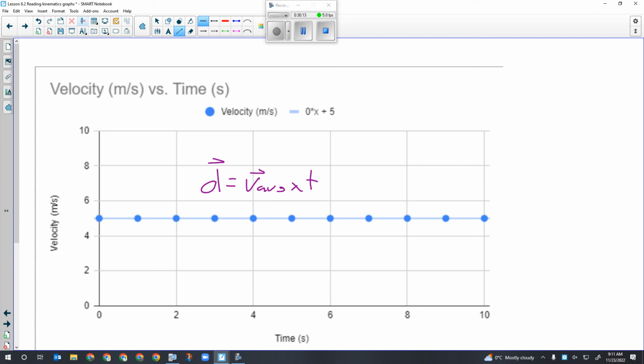Average velocity times time. What's the average velocity? 5. What's the time? 10. 5 times 10 is 50. All right. Is that also the area beneath the line?